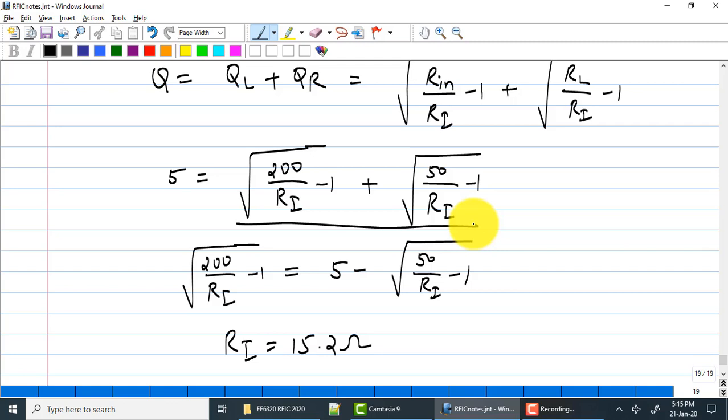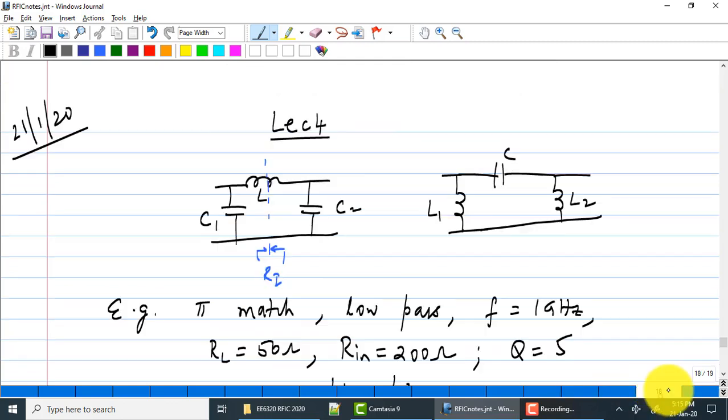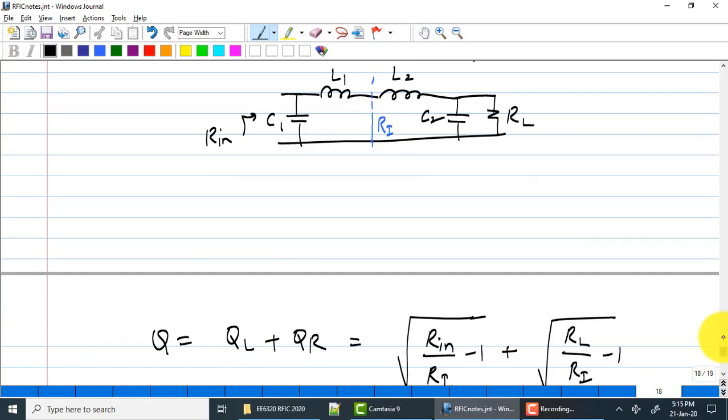Very simple, design the two L matches. Right? So, go back to this guy here. The first L match, the right side L match goes from 50 to 15.2. Do you know how to design that L match? You can find out.